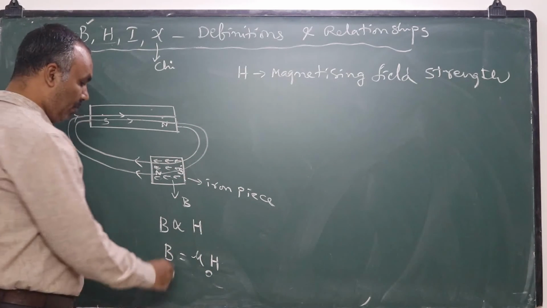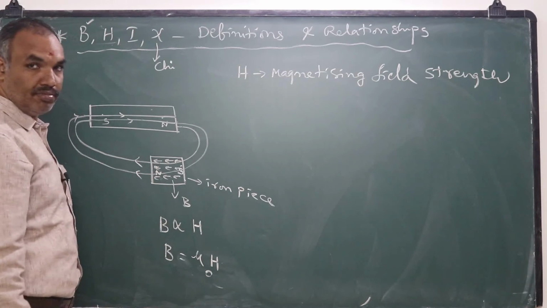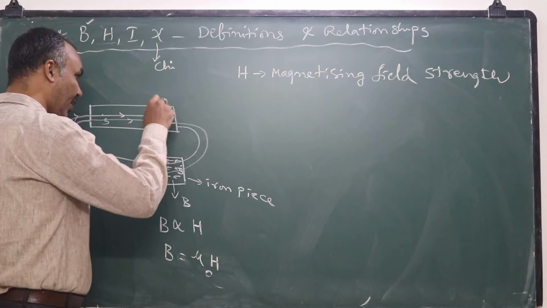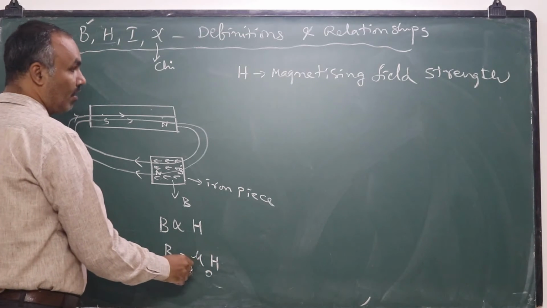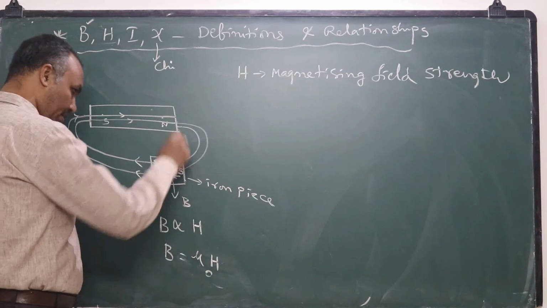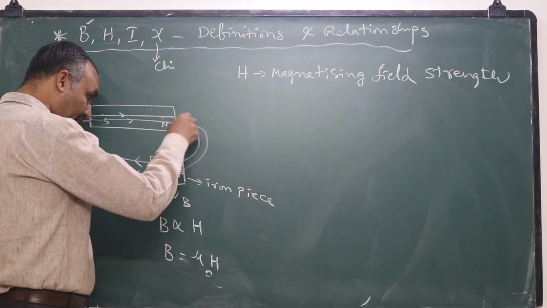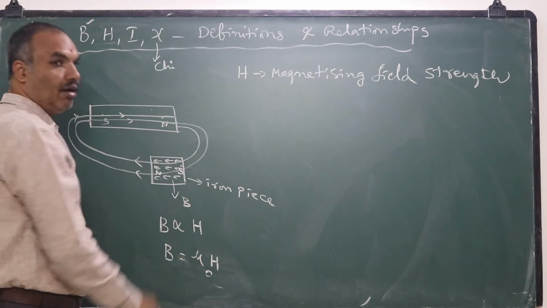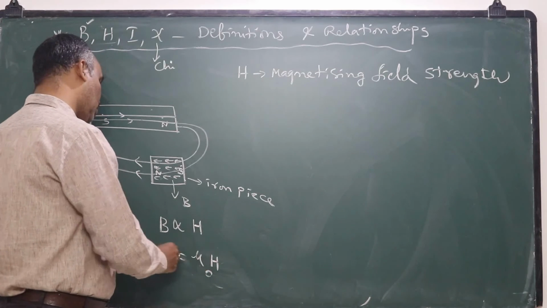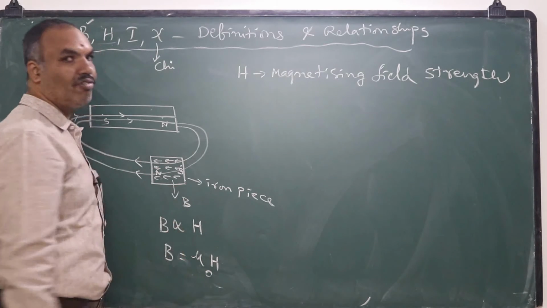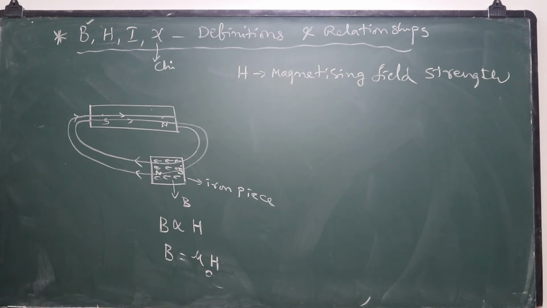So B generated here is because of the applied magnetizing field and the ability of the medium to allow the magnetic lines of force through it, called magnetic permeability. These two factors lead to the development of B here.